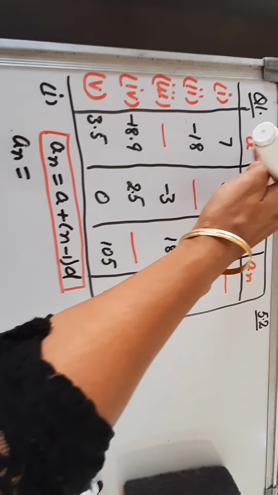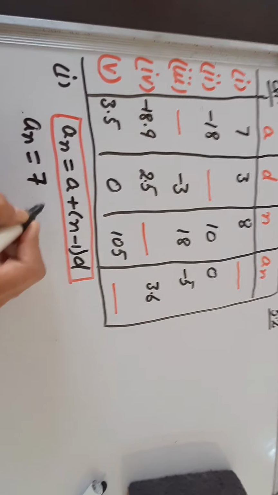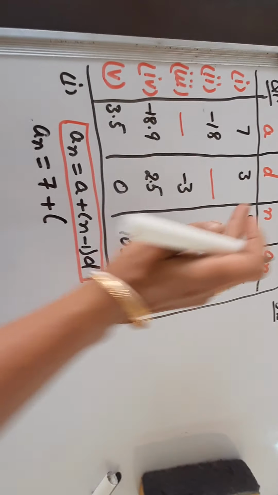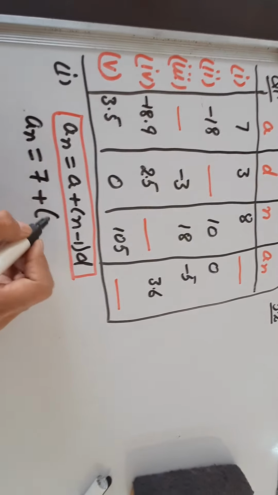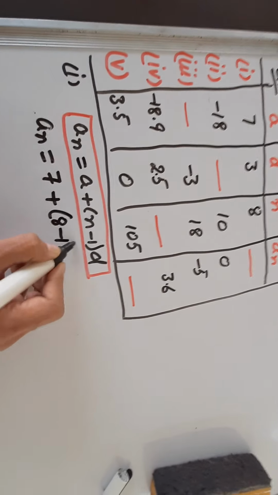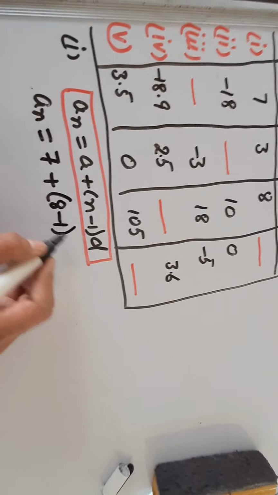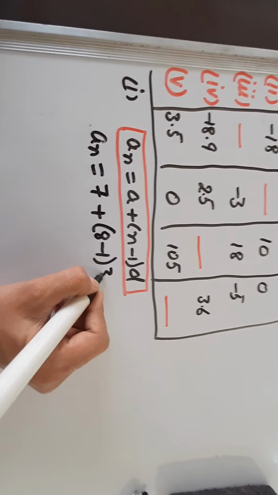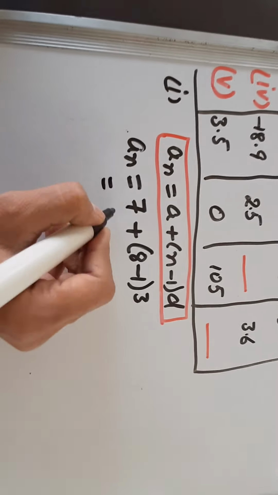Now A. What is A? It is 7 plus bracket N. What is N? It is 8. Then minus 1 from the formula into D. What is D? It is 3. So let us solve it.